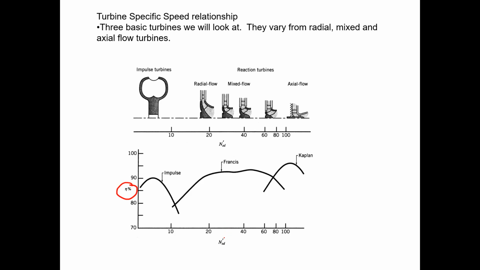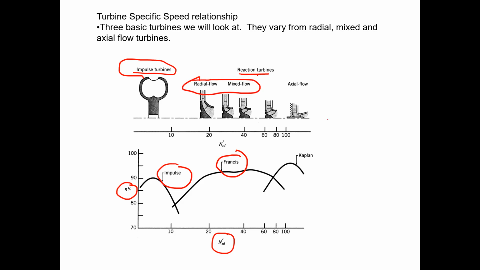The y-axis is efficiency, and the x-axis is specific speed. You can see that there are three types of turbines that we're looking at. There are two classes of turbines, impulse and reaction turbines. For low specific speeds, we're going to be using impulse turbines. Then we're going to be moving into reaction turbines as specific speed increases, to two different types of reaction turbines. One is a Francis turbine, which allows radial to mixed flow, ending with the Kaplan turbine, which is more axial flow.